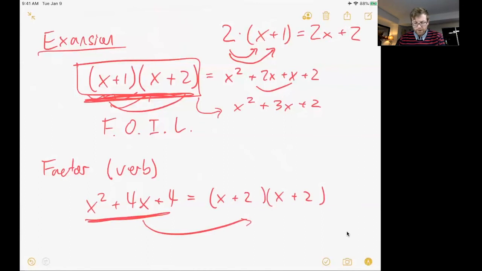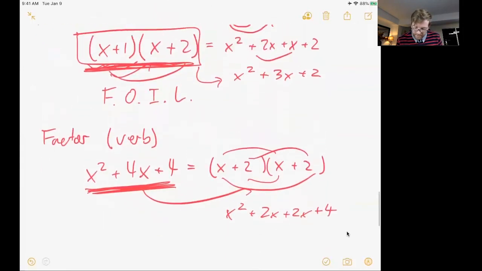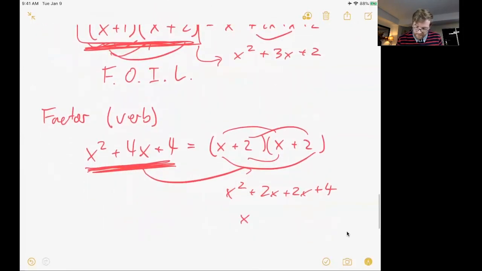And if we were to FOIL these factors back out, or expand these binomial factors back out, we would see that we end up with the same thing. For example, first, outside, inside, last, and I end up once again with the same quadratic expression that I started with, okay?